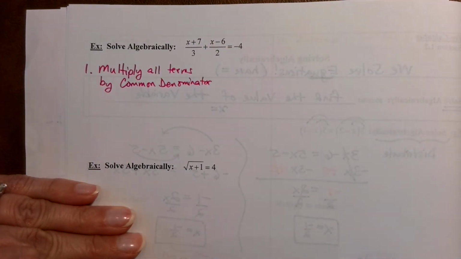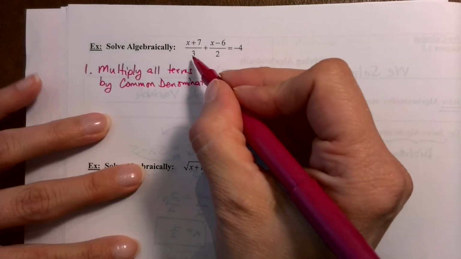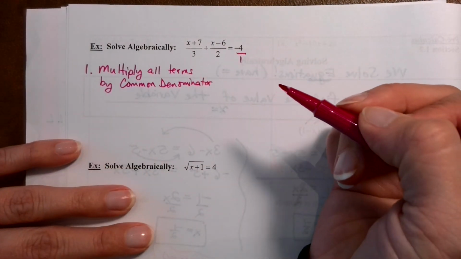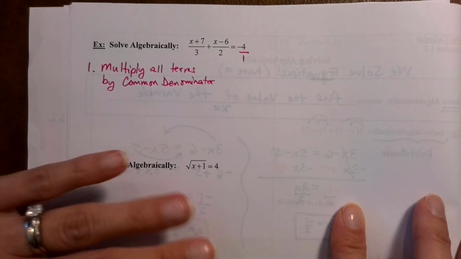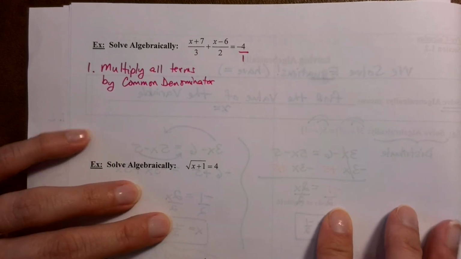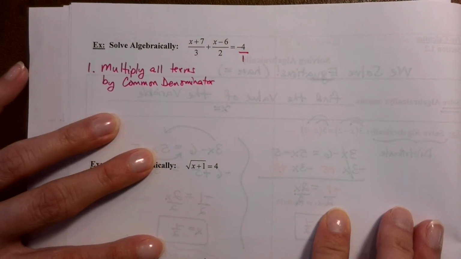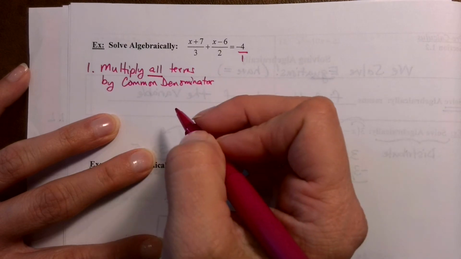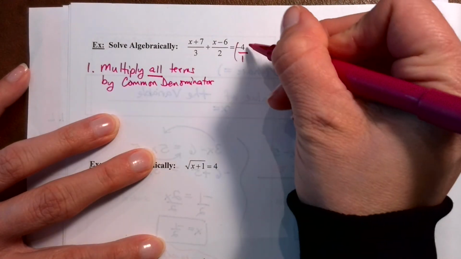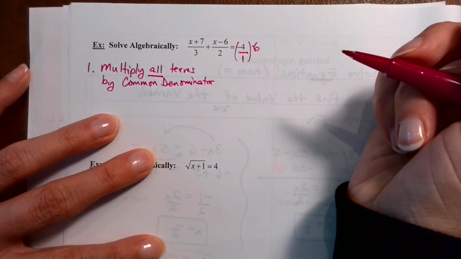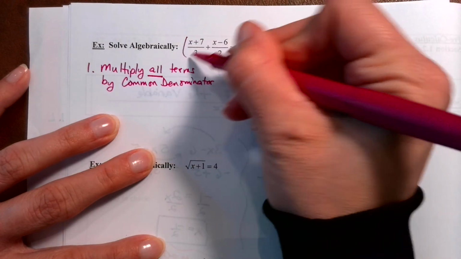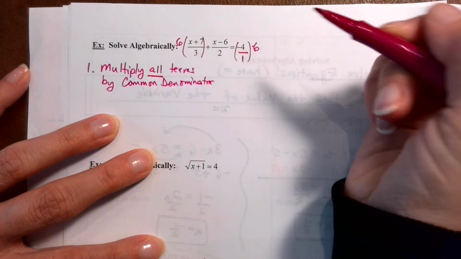Okay, so I'm looking at the denominators, and there's 3, 2, and a 1. So the common denominator between 3, 2, and 1 is 6. I'm going to multiply all the terms by 6. The term on the right gets multiplied by 6. The first term right here gets multiplied by 6.